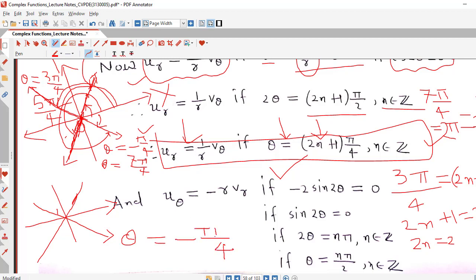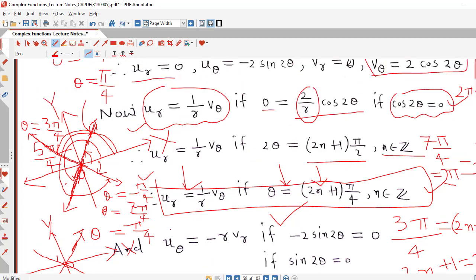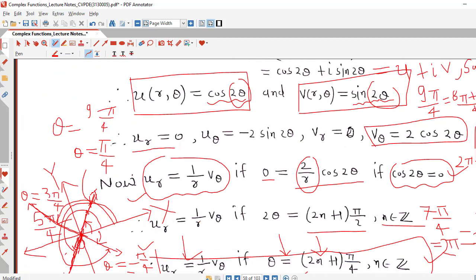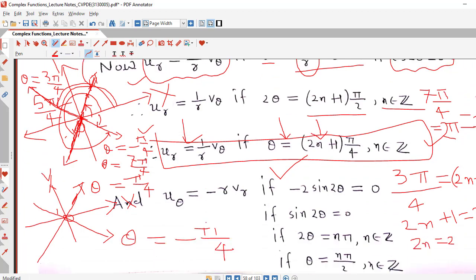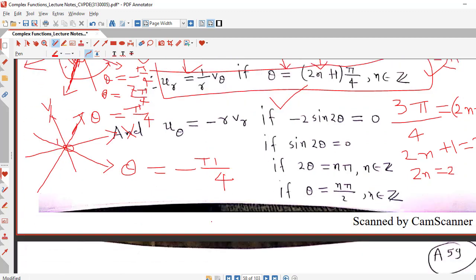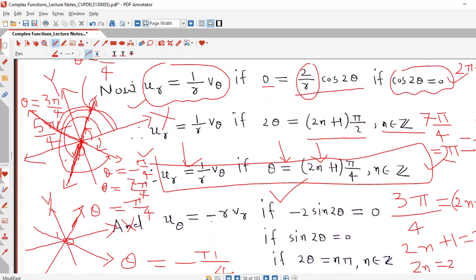And also keep in mind, at z equal to 0 we have no information, because we can use Cauchy-Riemann equations for a non-zero complex number only. We are checking for non-zero complex numbers. If we want to check at z equal to 0, the function is undefined at z equal to 0, so it is not necessary to check at z equal to 0. And if we wish, we can check by the definition of partial derivatives.